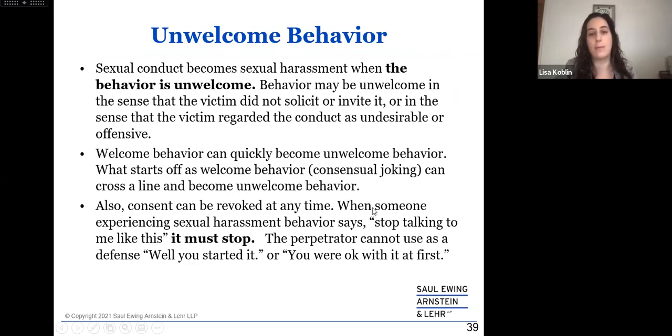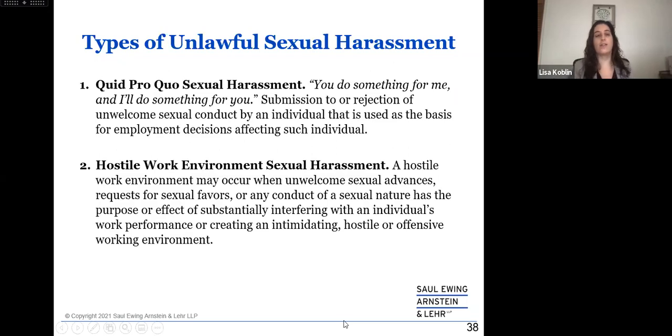So if you can just go back one slide, actually. Thanks. Okay. So for hostile work environment, that happens when there are unwelcome sexual advances, requests for sexual favors, or just conduct of a sexual nature that substantially interferes with your ability to do your job. It creates an intimidating, hostile, or offensive work environment. And we'll talk about examples of what that looks like.